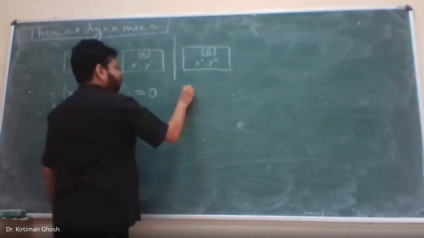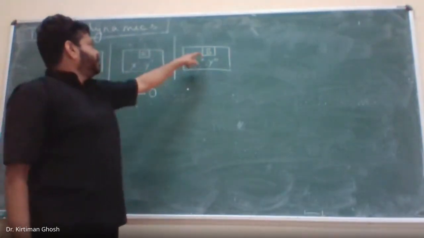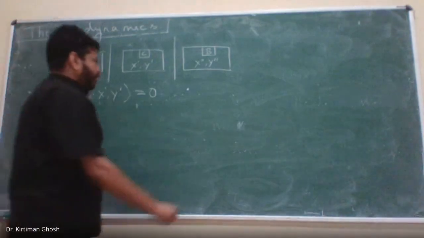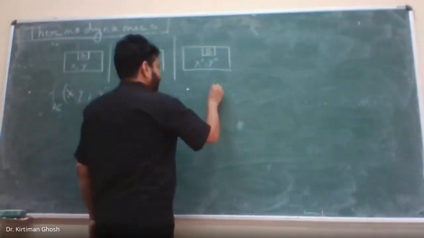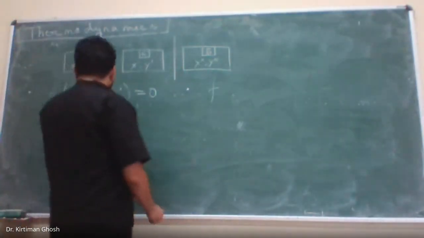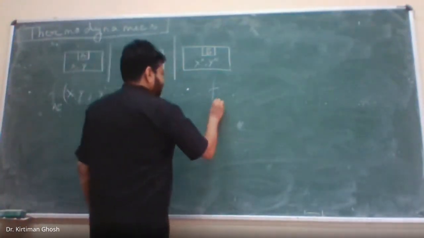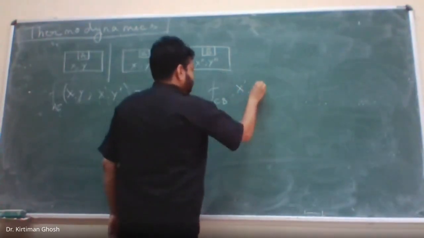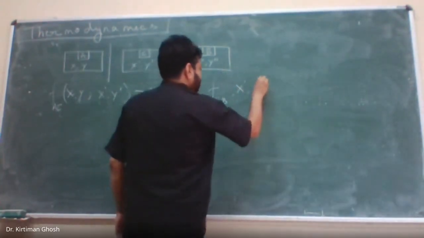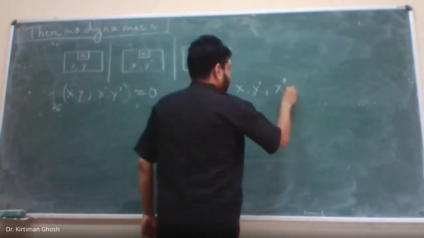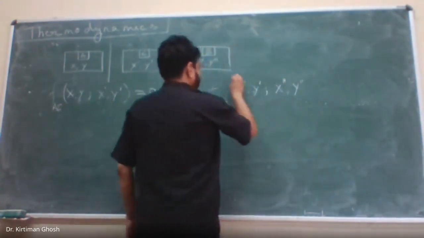Now, since system C and system B are also in thermal contact with each other, they are also in thermal equilibrium. So there must be another functional relation which ensures that systems C and B are in thermal equilibrium. Let us write down that functional relation as f_CB. This will be a function of the coordinates x prime, y prime, and x double prime, y double prime.